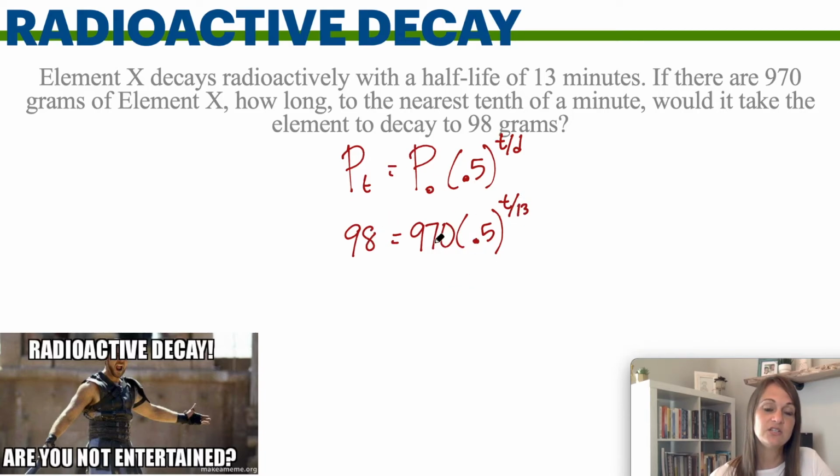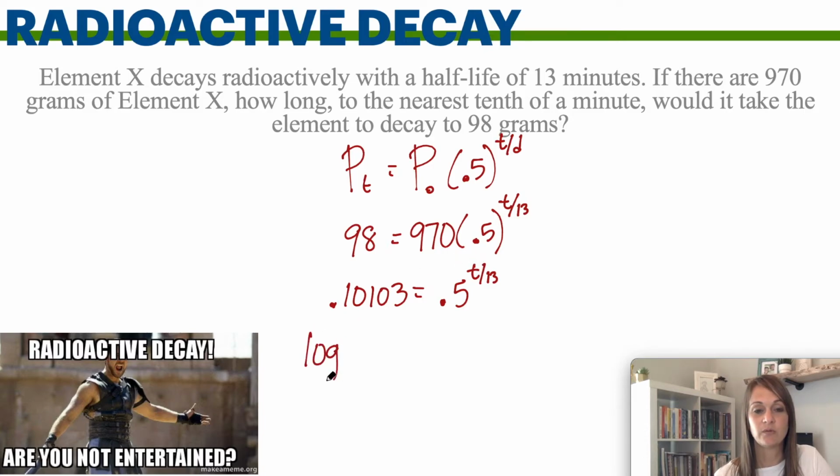So the first thing you're going to do is divide both sides by 970. When you do that, you'll get 0.10103, and that equals 0.5 raised to T divided by 13. Now that you have a variable that's in the exponent, you're going to have to use a log. So I rewrite this as log base 0.5 of 0.10103 is going to equal T divided by 13.